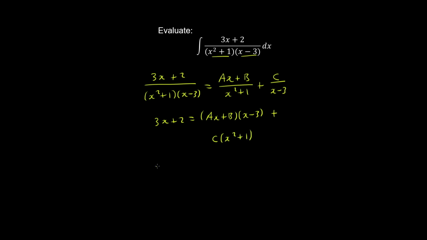And now if we set x equal to 3, we eliminate the first term, so what we get is c multiplied by 10 is equal to 11, so c is equal to 11 on 10. And I'll leave it for you to equate coefficients, and then you'll be able to get a and b, and therefore the integral in this form becomes a lot easier to evaluate.